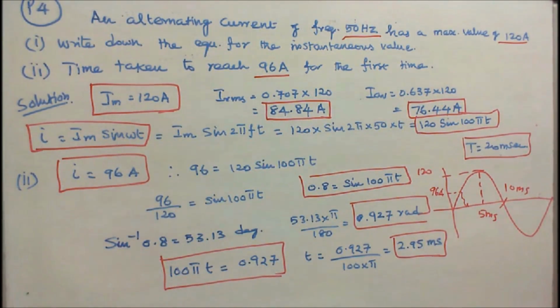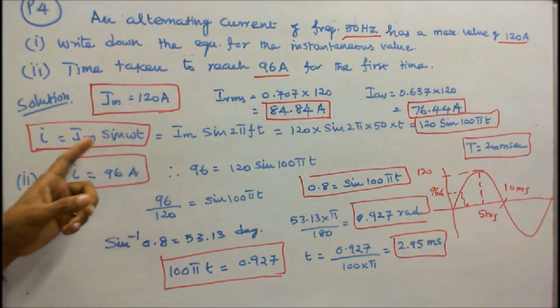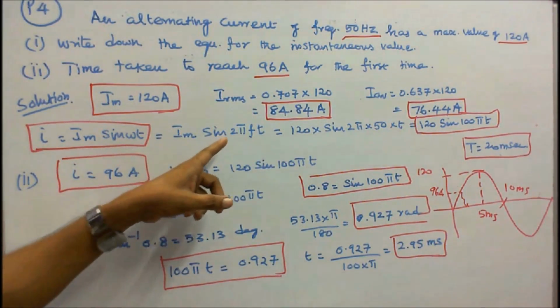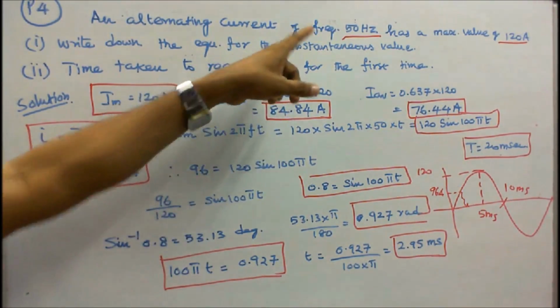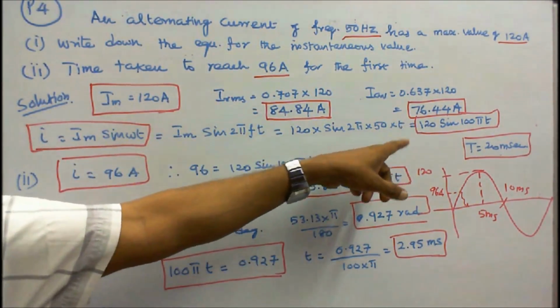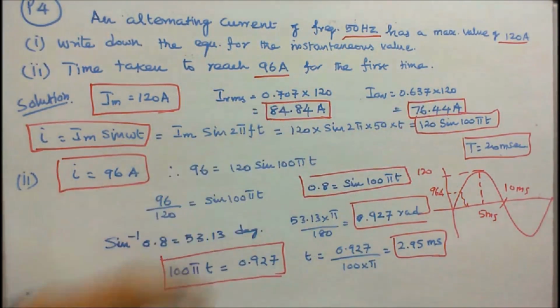Now we can write the equation for the instantaneous value. We know that I is equal to Im into sin omega t. Im is given, 120. Omega is equal to 2 pi f. F is given, 50. So I can write the equation, that is equal to 120 into sin 100 pi t. That's the equation.